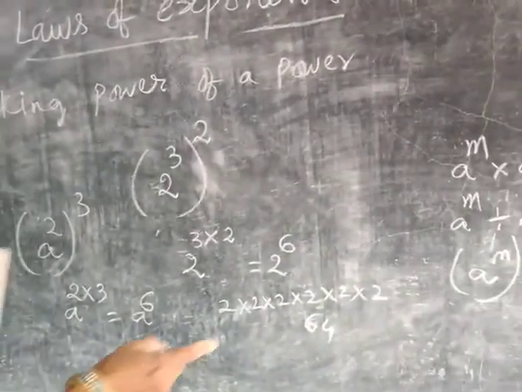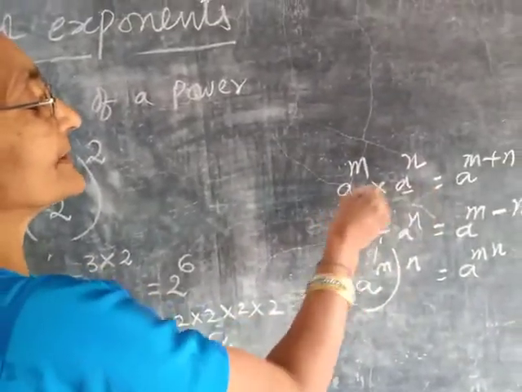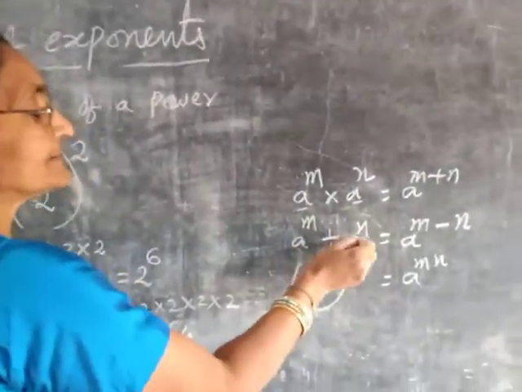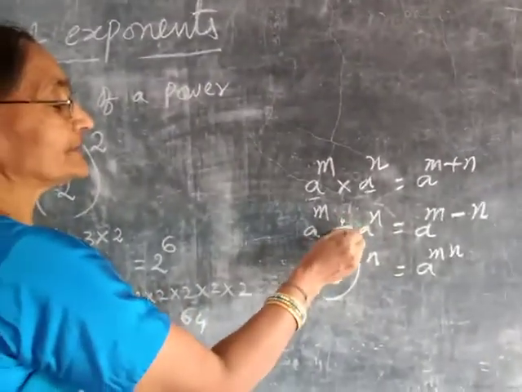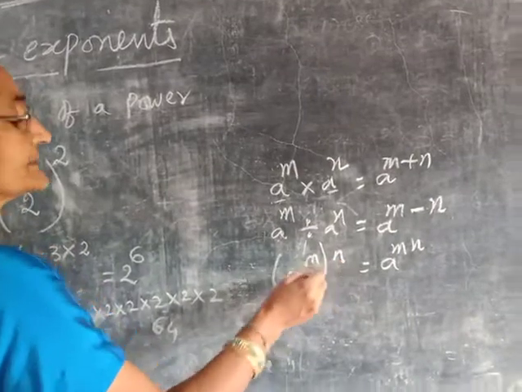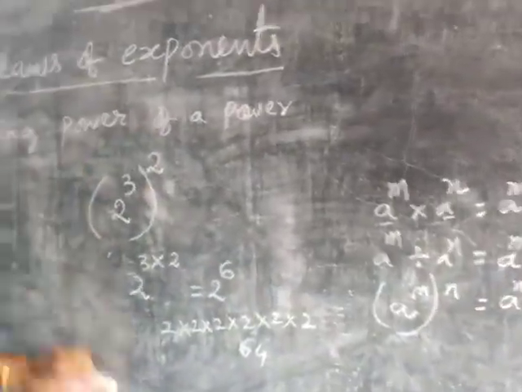Three formulas I discussed now. A to the power m into A to the power n: if bases are equal and the bases are multiplied with each other, the powers are added. Then if bases are equal and the bases are divided by each other, the powers should be subtracted. If a power of a power is given, you have to multiply the powers. These three formulas are there.